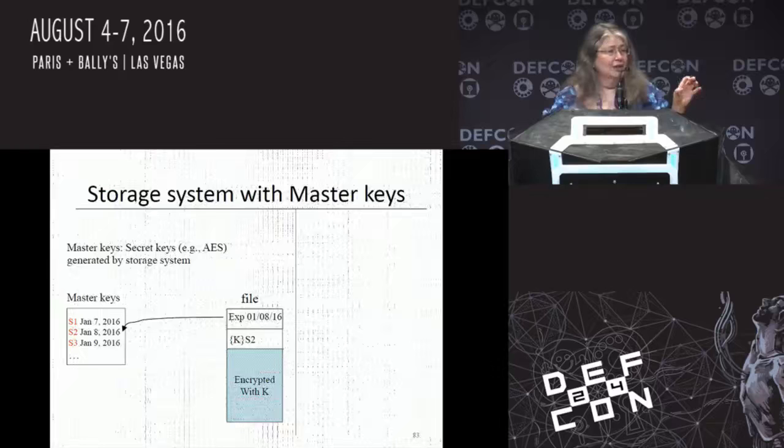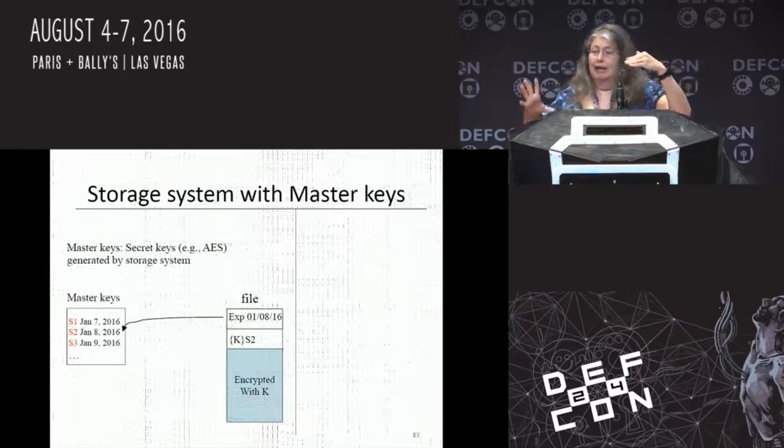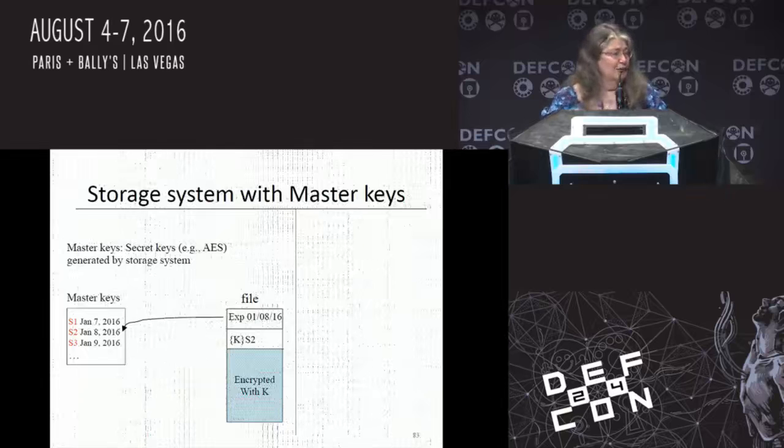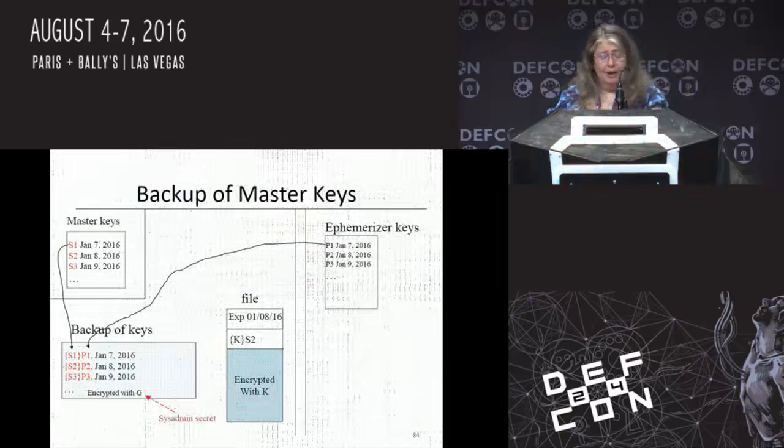So you take the master keys to create a backup. You take the January 7th key, encrypt it with the ephemerizer's January 7th key, and do this for each of your 10,000 keys, and that's what your backup looks like. And you'll encrypt it one more time, but that's the basic idea.